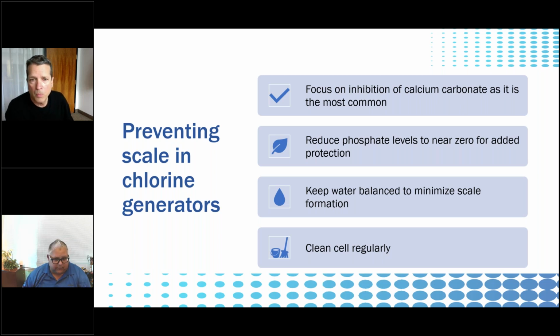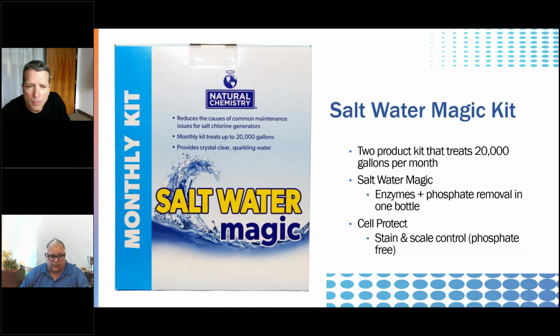Overall water balance, keep your pH in check so that calcium stays soluble in the water. Because if the calcium molecule itself stays soluble, neither type of scale is going to form simply because calcium is not available to form it. And then ultimately you can clean your cell regularly. But all of this, remember, we're talking about why can't we hold a chlorine residual in the water? And all of this is preventing that cell from ever being able to create chlorine.